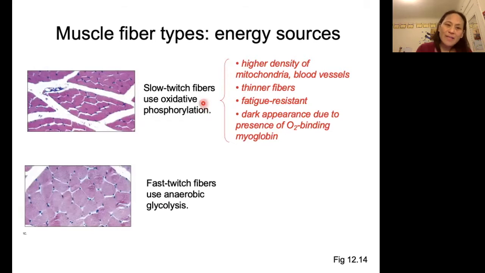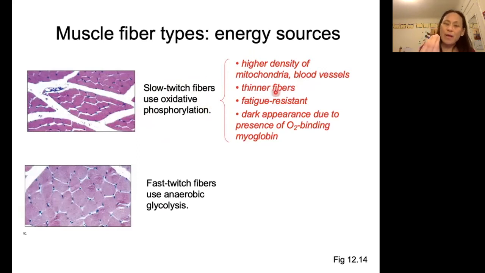So the fact that slow twitch fibers operate on oxidative phosphorylation is going to have a bearing on all of these characteristics. For example, slow twitch fibers are going to have a higher density of mitochondria because that is where we are going to be doing our oxidative phosphorylation. We're going to have a higher density of blood vessels because we need to bring more oxygen into that tissue.